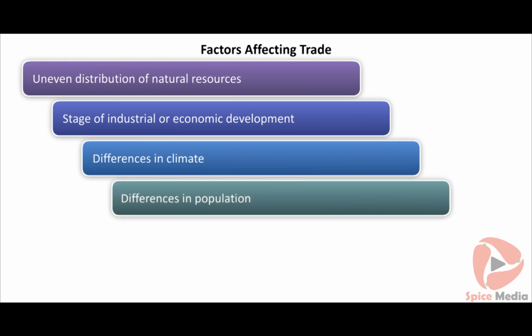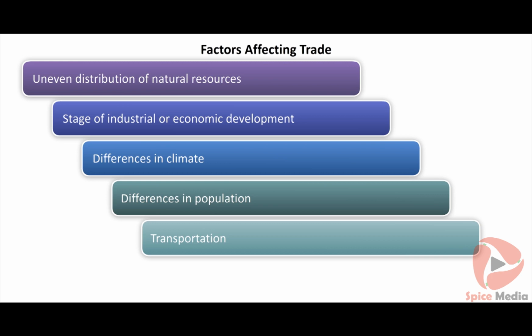Differences in population. People in different places are experts in developing certain products, for example, watches in Switzerland. Densely populated countries have less international trade as there will be little surplus left after domestic consumption. Transportation. Transportation plays an important role in the development of trade. All the commodities have to reach the ports quickly for efficient international trade.